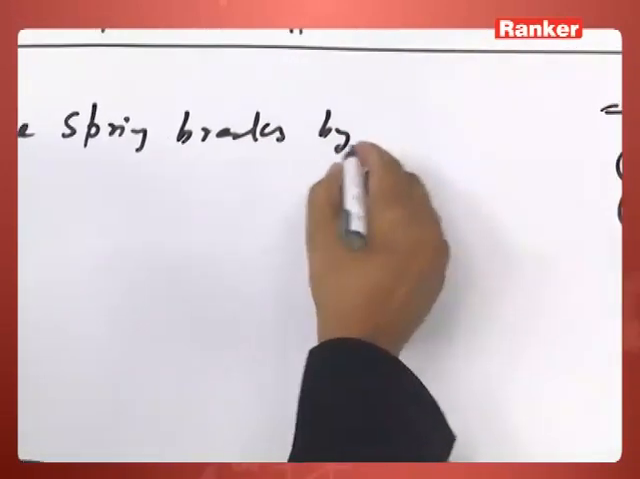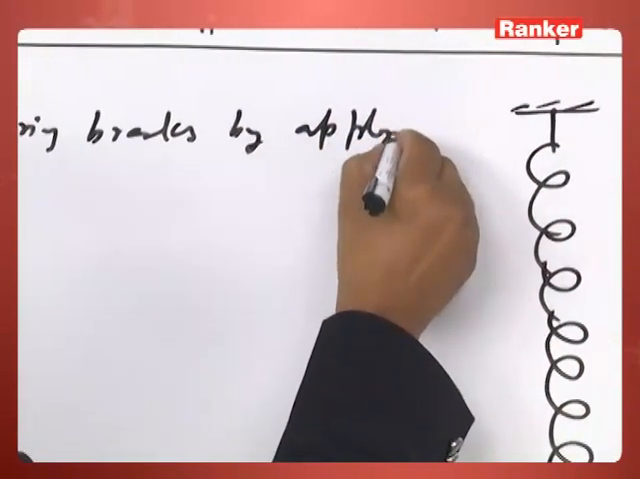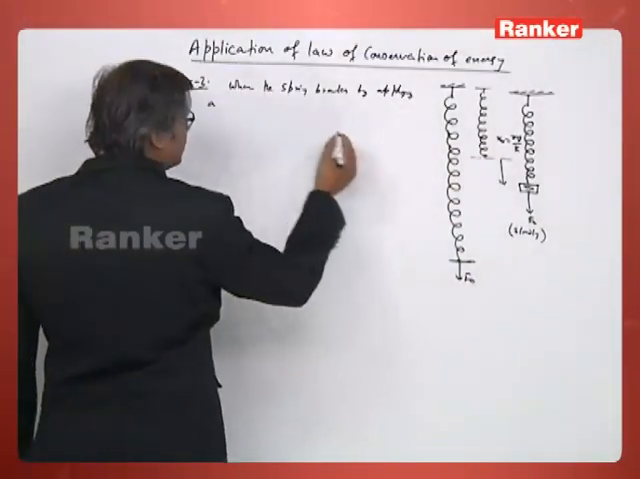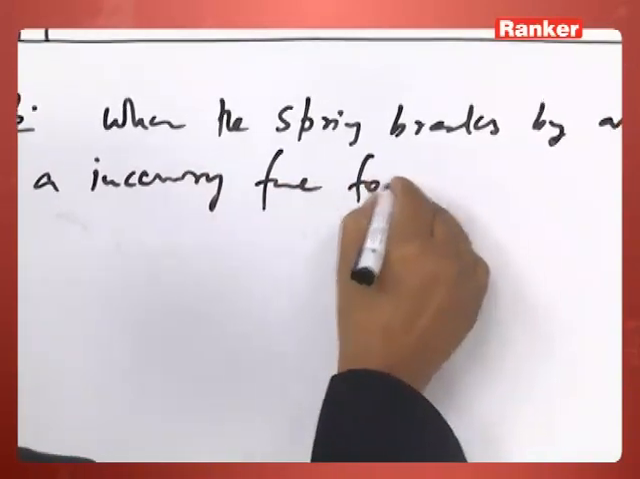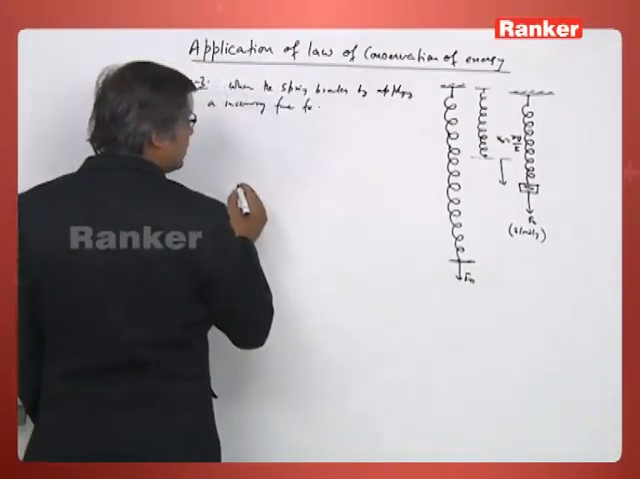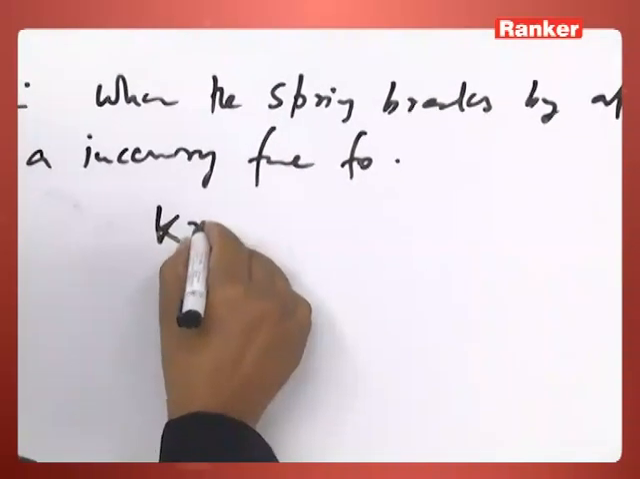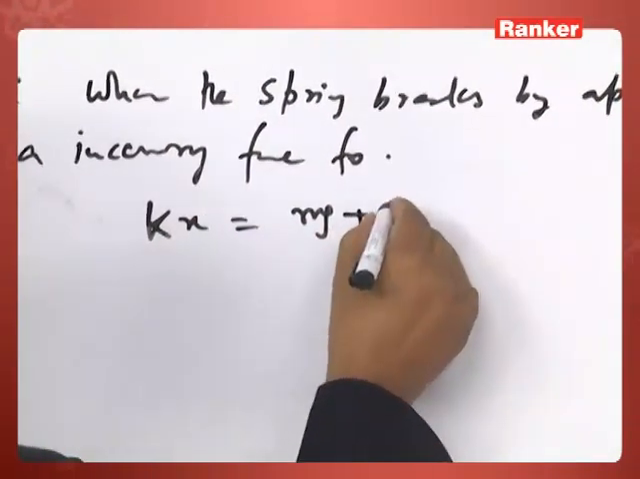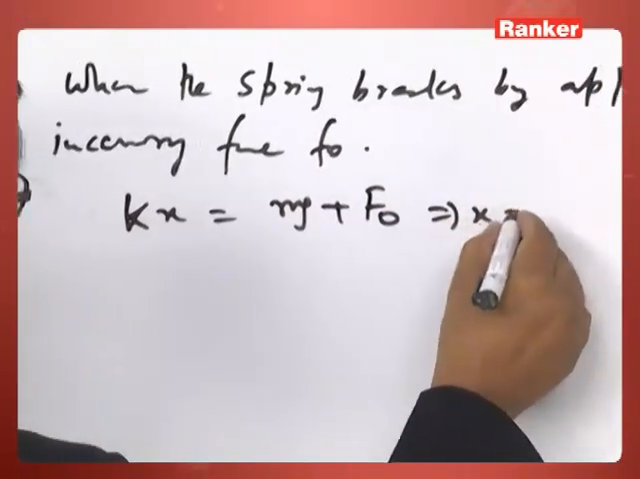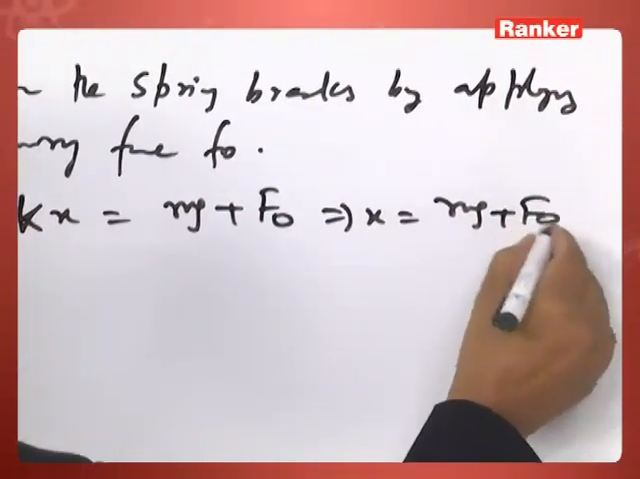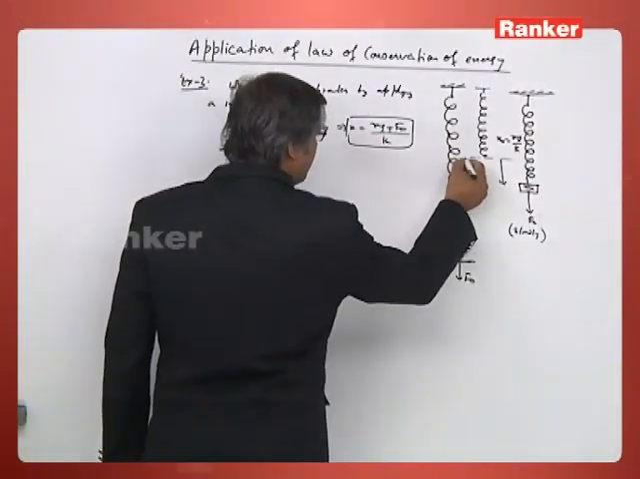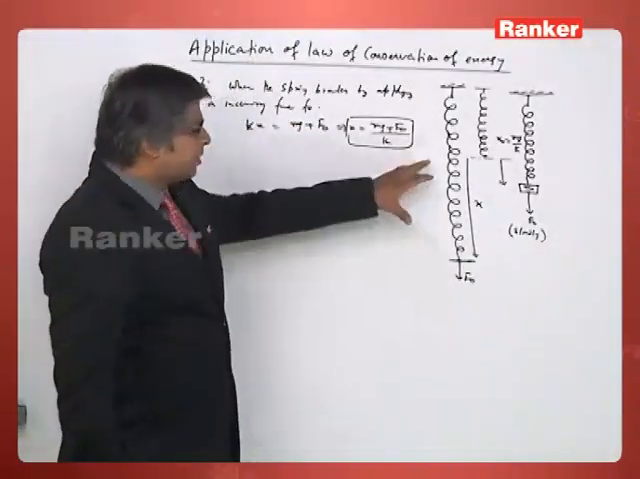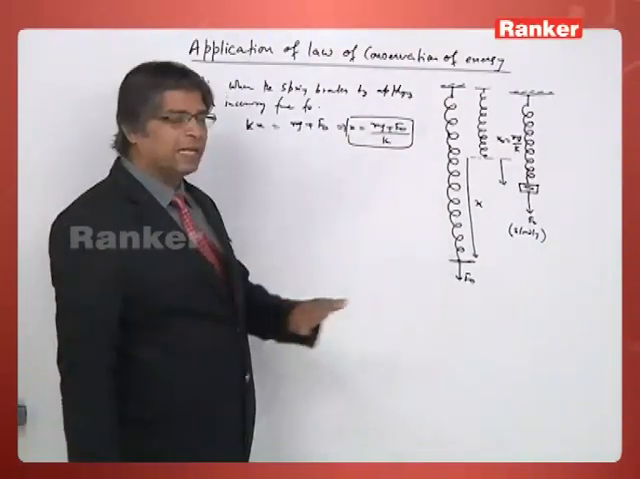by applying an increasing force F naught, then in that case the total elongation is kx is equal to mg plus F naught, implies x is equal to mg plus F naught by k. That means this elongation is measured from here. So the moment the spring total elongation becomes x, then it breaks.